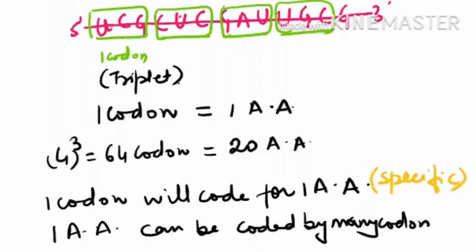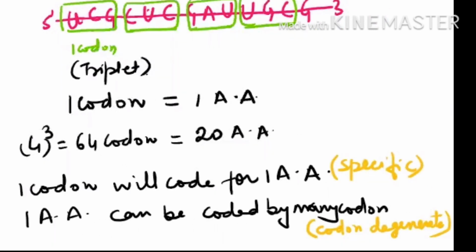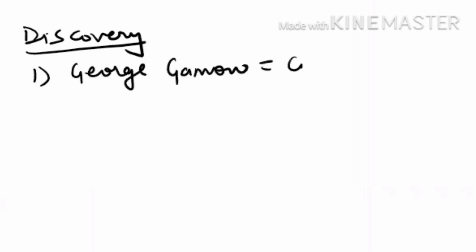And when we say one amino acid can be coded by many codons, we say the codon is degenerate. I hope up till here it is clear what we mean by the term codon, and how a codon, or sequence of nitrogenous bases, relates to an amino acid. Now see next. In the discovery, first is George Gamow, who gave the idea that the codon will be triplet in nature. So according to George Gamow, codons are triplet.